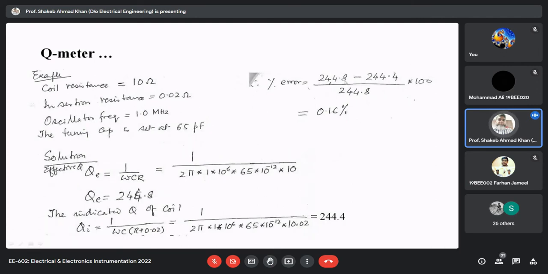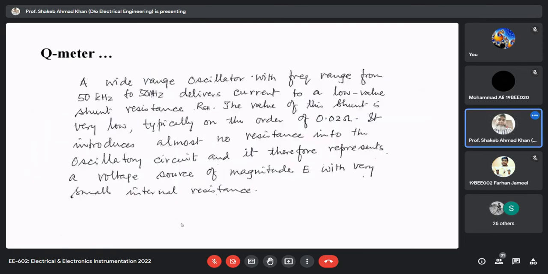Although this error is also not very high, it is very small. But you can see that if the oscillator's internal resistance had a larger value, the error would be more. So this is the justification for why we have used this kind of arrangement.